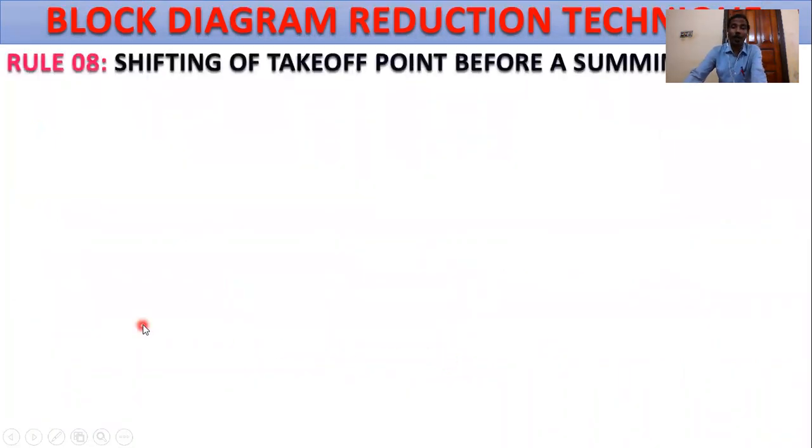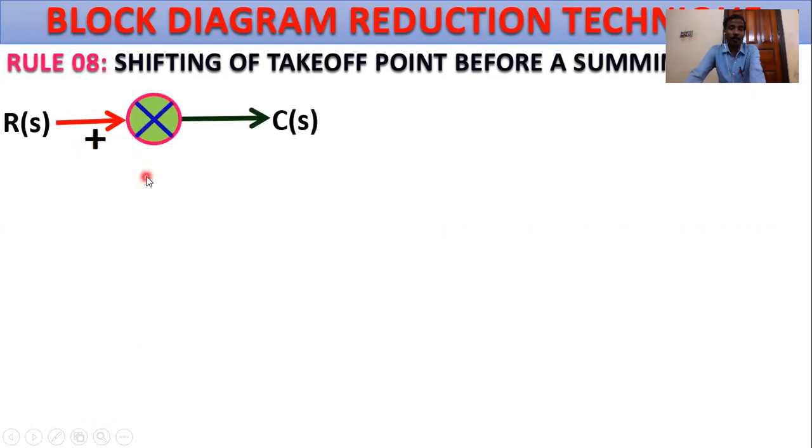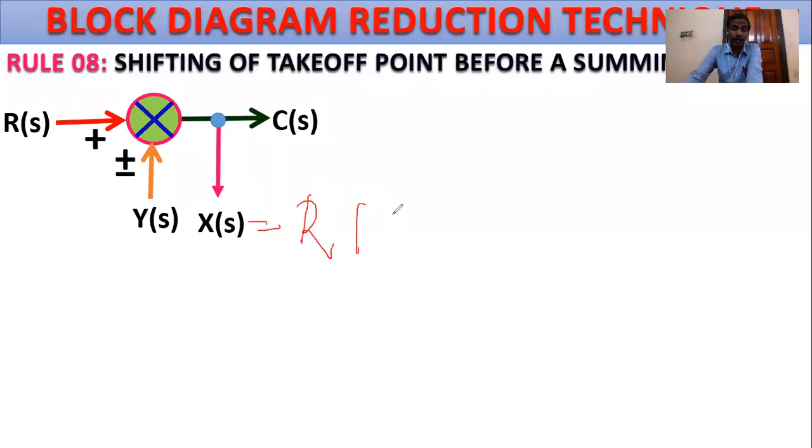Then shifting of a takeoff point before a summing point. This is R(s). This is the summing point or comparator. Another input is Y(s), and this is the takeoff point, and this is the summing point. This summing point output, this takeoff point, this path output equals X(s). And X(s) equals what? X(s) equals this signal R(s) plus or minus Y(s). This is the output X(s).